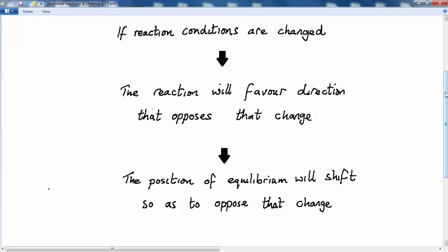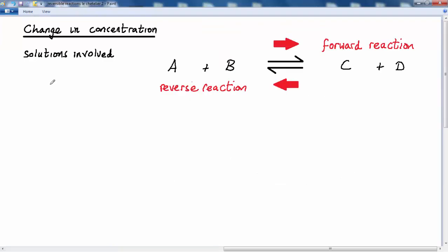We have looked at that in the context of temperature and pressure in the last lesson. Now we're going to have a look at what it means in terms of concentration. And we're considering concentrations where, for example, solutions are involved. So let's imagine we've got substances reacting in a solution. A plus B is producing C plus D, and let's just suppose that we are going to see what happens if we change the concentration of B.